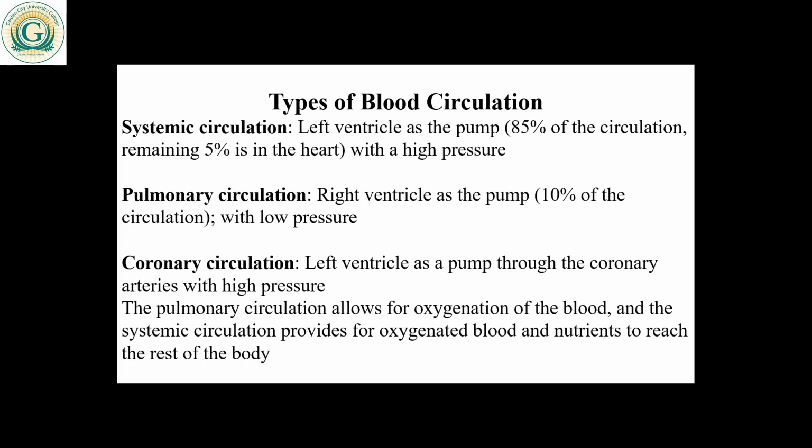So we are saying pulmonary circulation allows for oxygenation of the blood. Pulmonary circulation is blood moving to the lungs, and when it gets to the lungs, it takes in oxygen, or it exchanges its carbon dioxide component with the oxygen component in the alveoli. Therefore, pulmonary circulation allows for oxygenation of the blood. Systemic circulation provides the body systems with the oxygen and nutrients that they need.